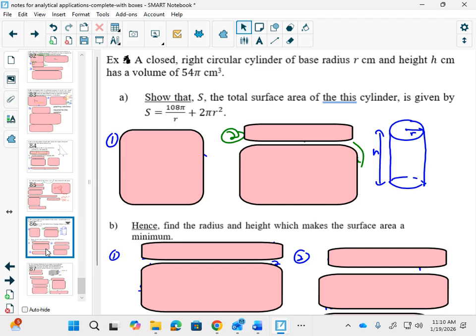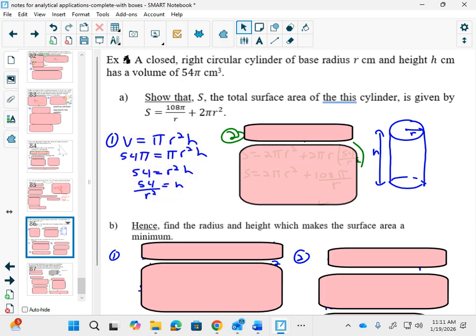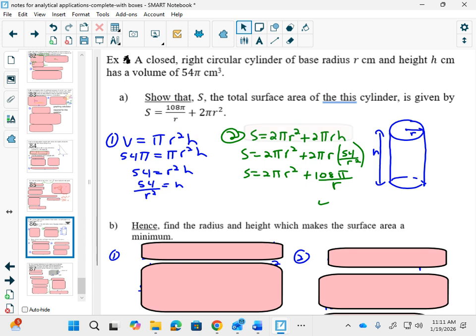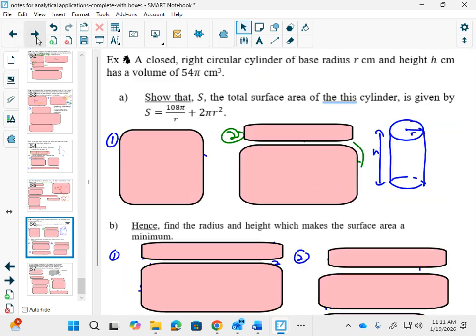Well, what is the surface area of a cylinder normally? Normally, your surface area of a cylinder is 2 pi r squared plus 2 pi rh. The problem with this is we have two variables, r and h. In part B, we're going to want to find a minimum surface area. So part A is saying, can you do the math to get rid of the h?